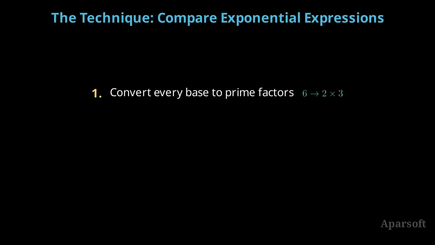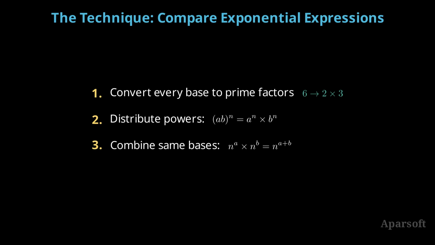Here is the reusable technique. First, convert every base to prime factors. 6 becomes 2 times 3. Second, distribute powers using the product rule. ab to the n equals a to the n times b to the n. Third, combine same bases by adding exponents. n to the a times n to the b equals n to the a plus b.